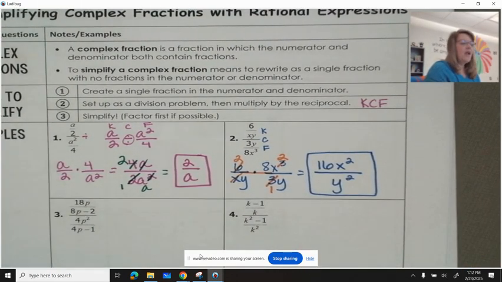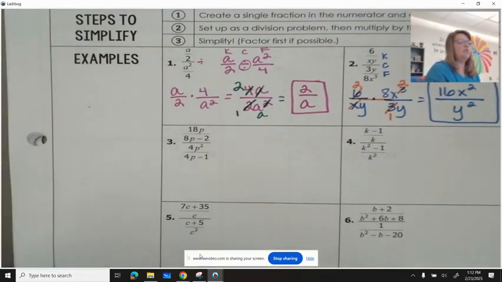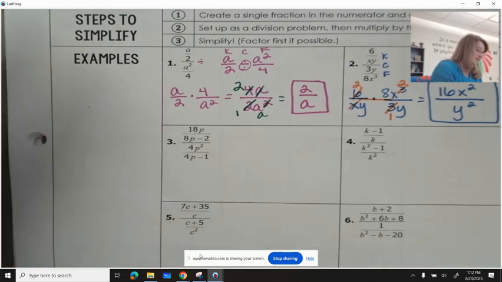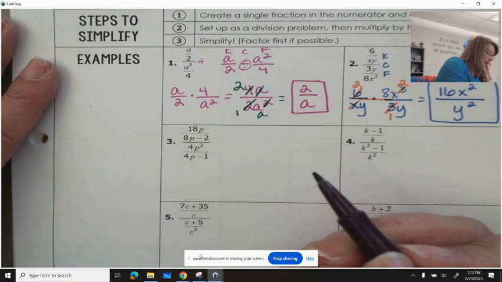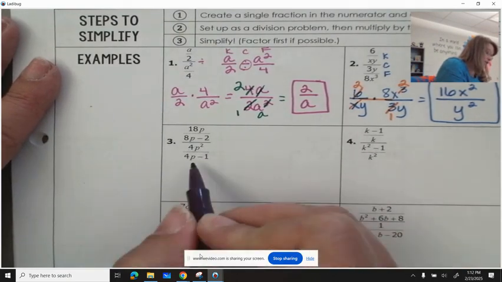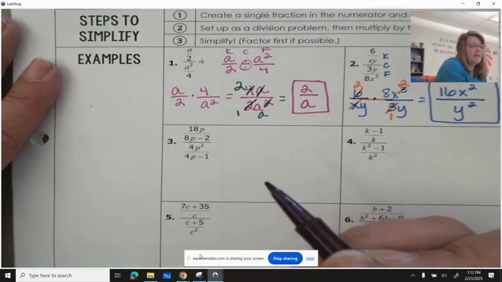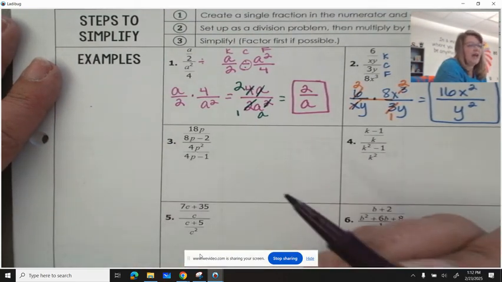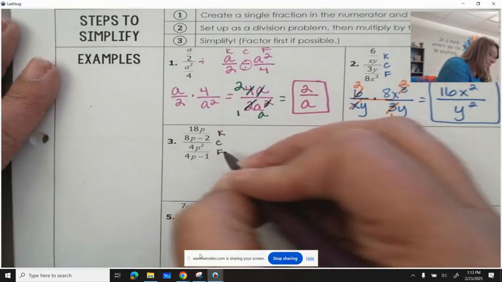Awesome. All right, let's go to number 3. It's a division because it's one fraction divided by another fraction. So it's this top fraction divided by the bottom fraction. They're both one fraction, even though there's subtraction in the bottom. It's a binomial and it can't be split up. It's not two different fractions that are being added or subtracted. So I'm going to keep, change, flip.